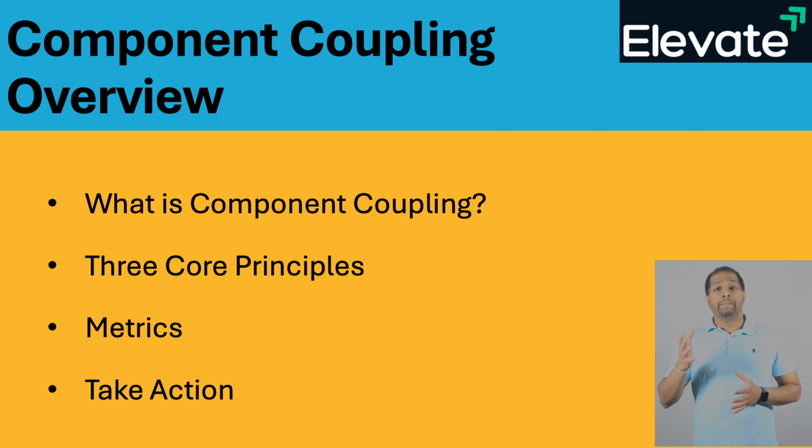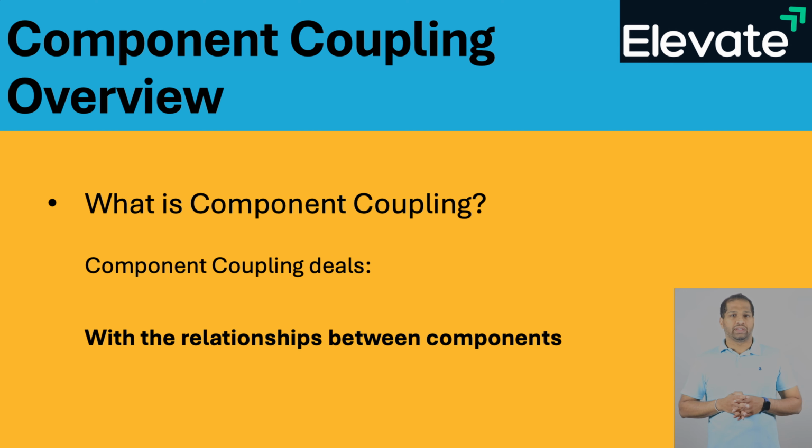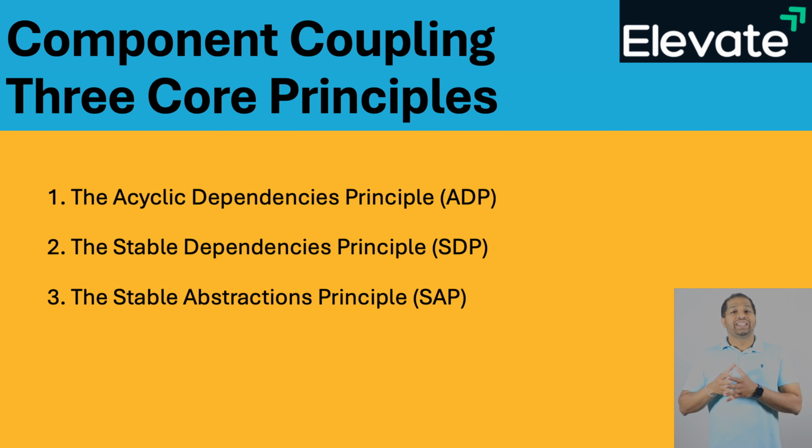I will be talking mainly about component coupling, and I will walk you through the three main principles that govern component coupling, and I will introduce you to several metrics such as the abstractness, instability, and the distance from the main sequence. I will also present you some actionable steps to monitor the quality of your architecture. Let's get started. In component coupling, we are basically discussing three principles that deal with the relationships between components.